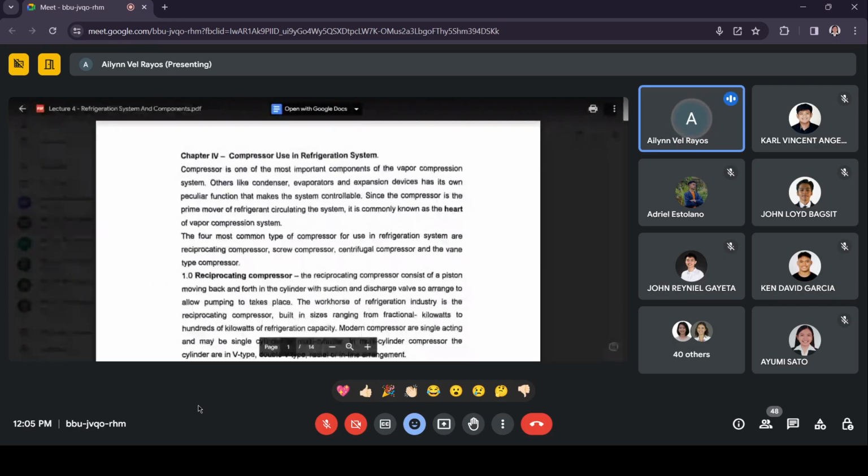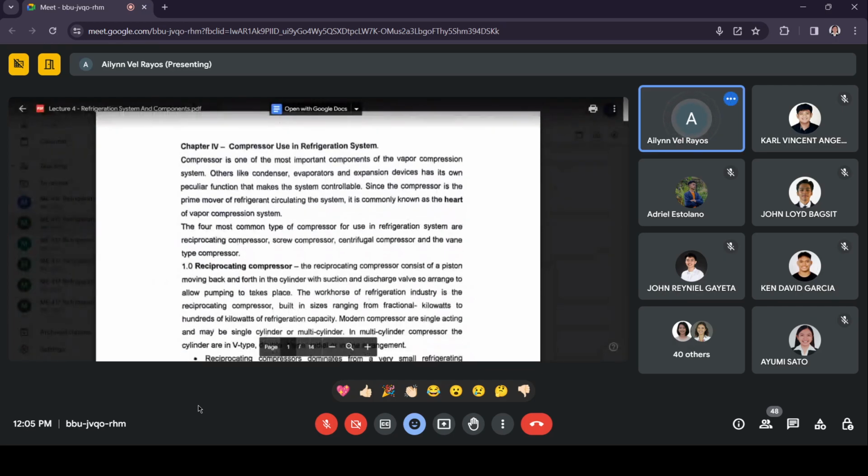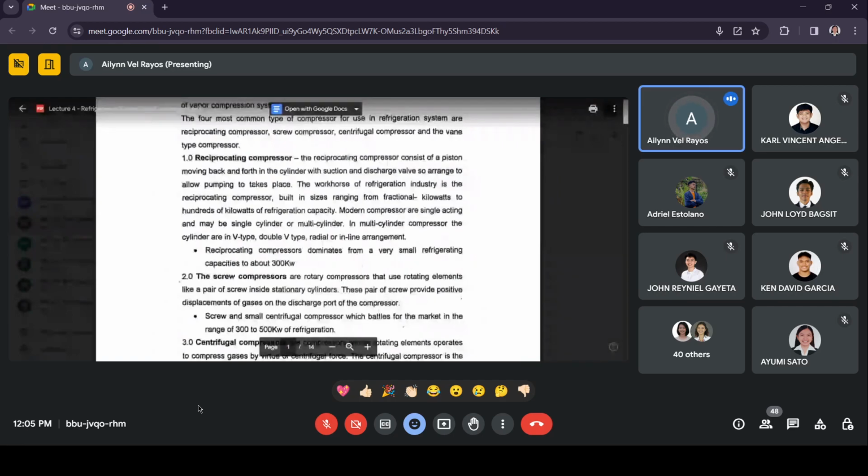The first type, which is the reciprocating compressor. The reciprocating compressor consists of a piston moving back and forth in the cylinder with suction and discharge valve, so arranged to allow pumping to take place. The workhorse of refrigeration industry is the reciprocating compressor. Built-in sizes ranging from fractional kilowatts to hundreds of kilowatts of refrigeration capacity.